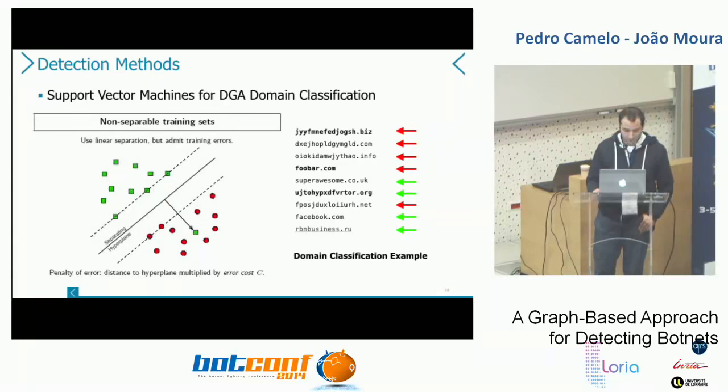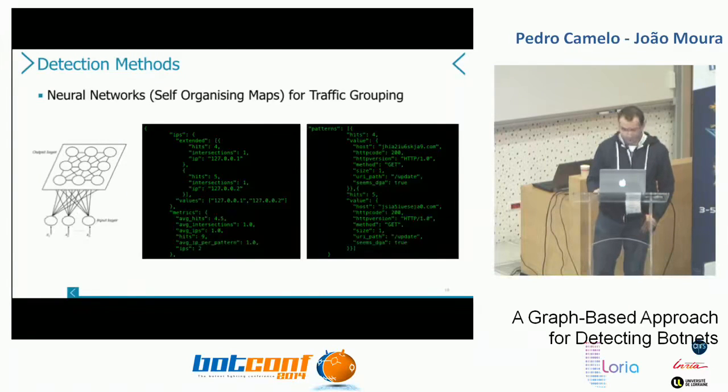But as you can see, most of them were detected. Unfortunately, fubar.com too. So now the really interesting part.